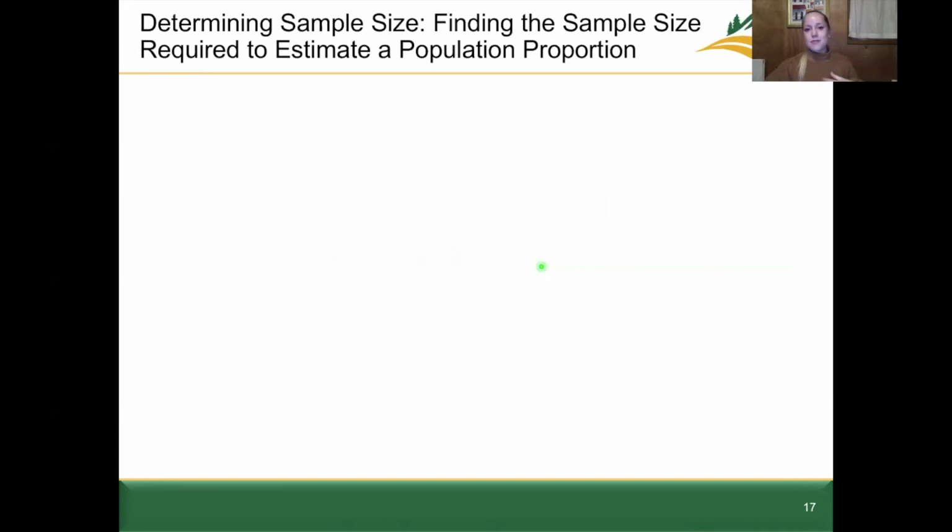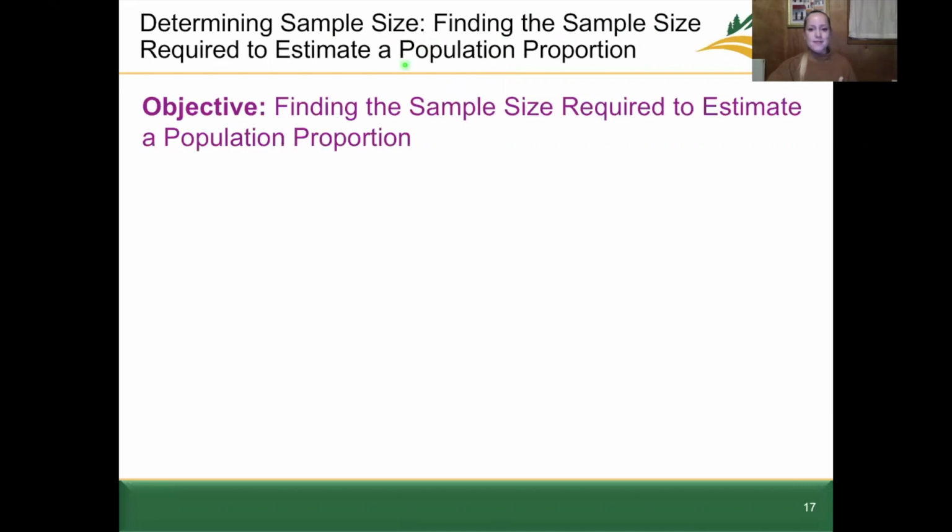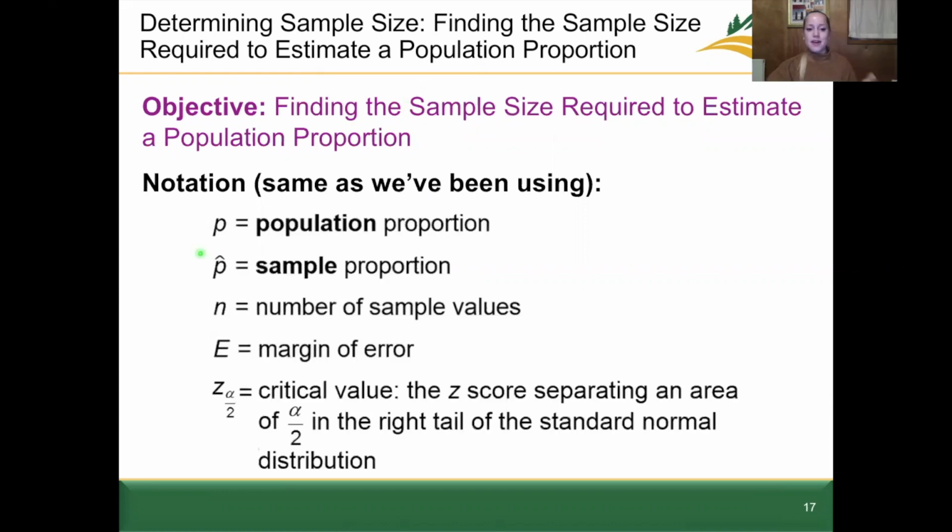Next, we're going to go into this example where we're finding the sample size required to estimate a population proportion. If you're asked on a homework problem or in an exam to find the sample size required to estimate a population proportion, this is how we're going to do it. First, let's talk about the objective. The objective, of course, is to find the sample size required to estimate a population proportion. The notation here is the same we've been using: p, p hat, n, E, and z subscript alpha over 2.